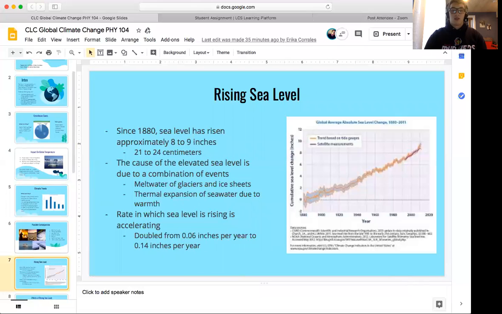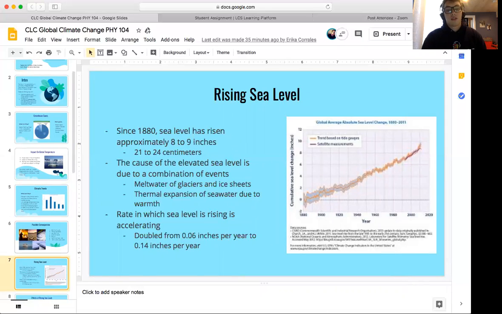So, rising sea level. These following slides are the ones that I worked on. Since 1880, sea level has risen approximately 8 to 9 inches. If we convert that into the metric system, it would be around 21 to 24 centimeters. The cause of the sea level rising is a few events. These events are meltwater of glaciers and ice sheets, and the thermal expansion of seawater due to the warmth of the earth. And the rate at which sea level has risen is accelerating.